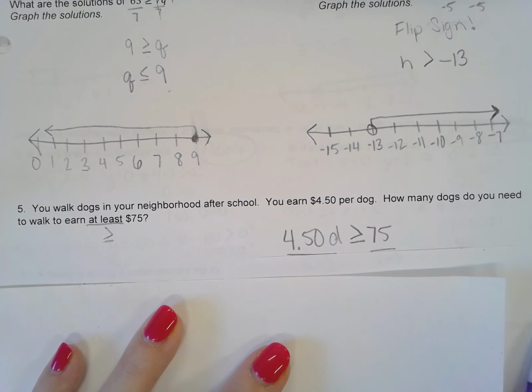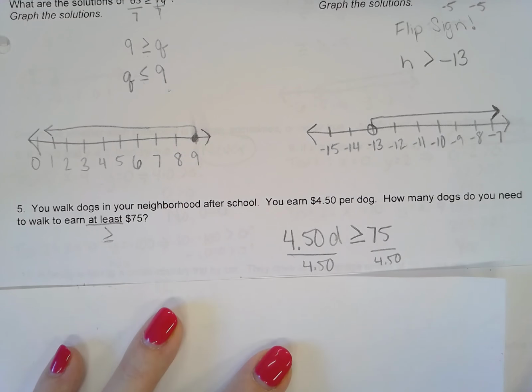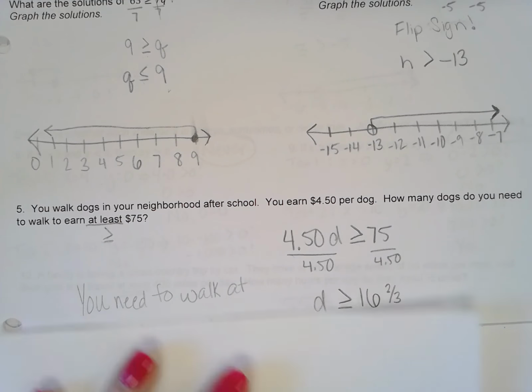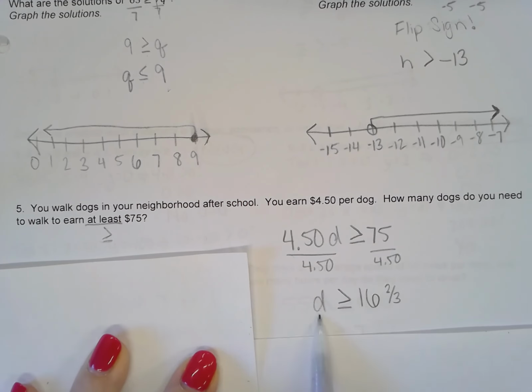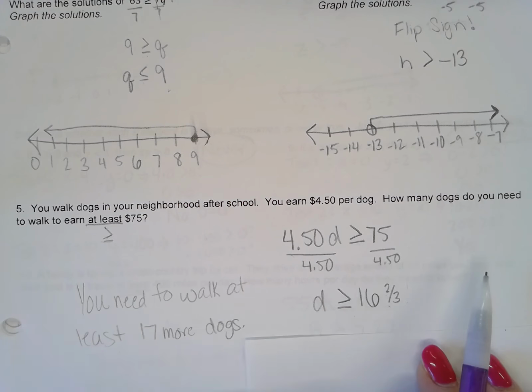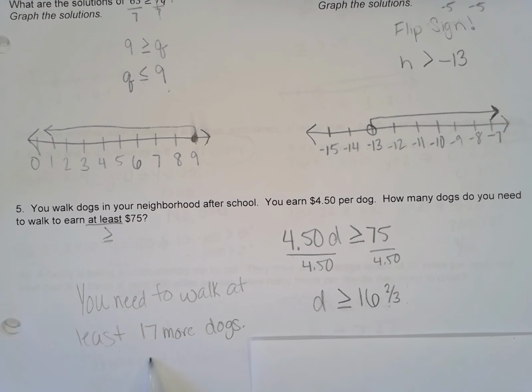Divide each side by 4.50, and you will get that D, the number of dogs, needs to be greater than or equal to 16 2/3, or 16.667. Now you can't walk 2/3 of a dog, that would just be awkward. So you're going to want to round this up. So you need to walk at least 17 dogs to get $75.